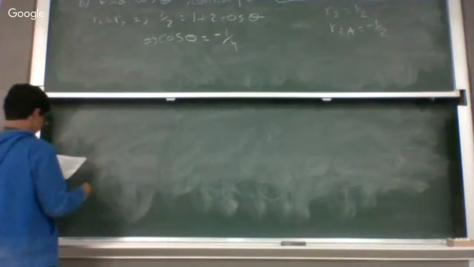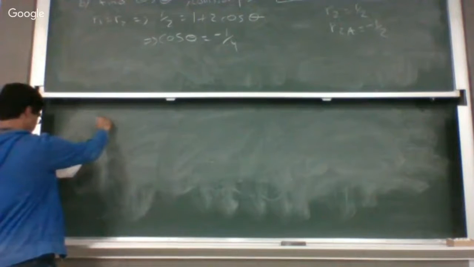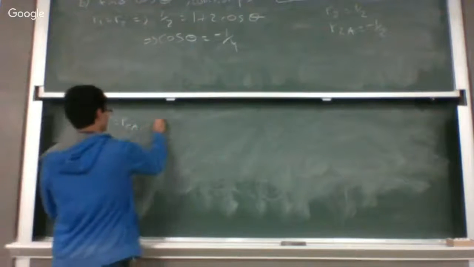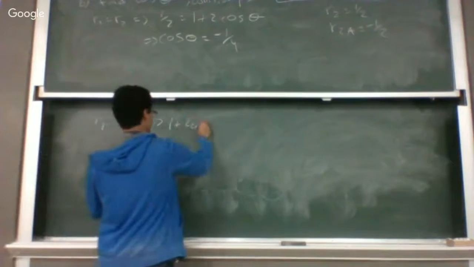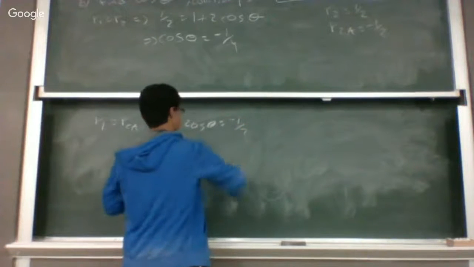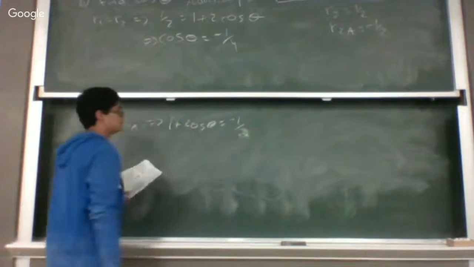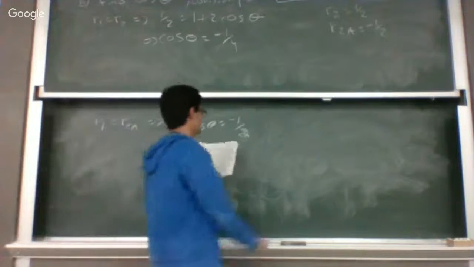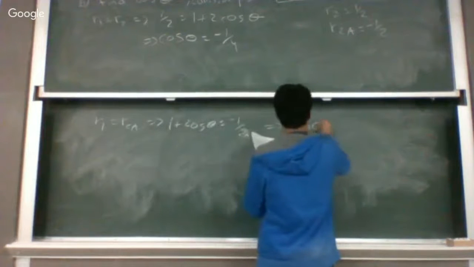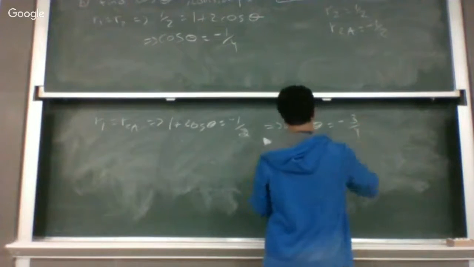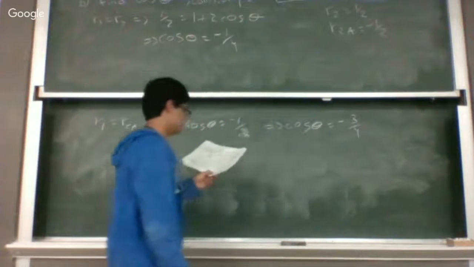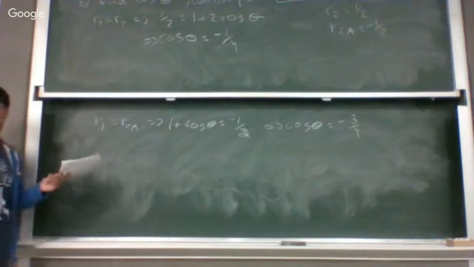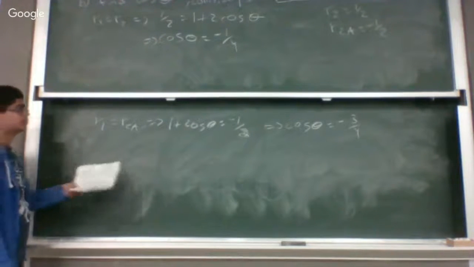So they say that you only need one of these, but I'll show both of them. We can say R1 is equal to R2 alternate. Therefore, 1 plus 2 cosine of theta is equal to negative 1/2. You subtract the 1 to the other side, you get negative 3/2 divided by 2. Therefore, cosine of theta is equal to negative 3/4. Questions on that? You divide by 2.